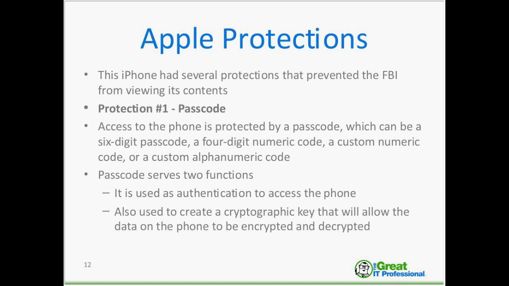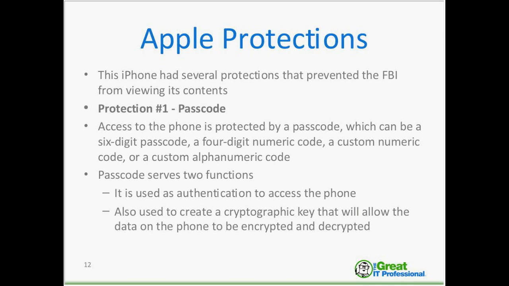The first protection, as we mentioned, was the passcode. This could be a 6-digit passcode, a 4-digit numeric code, etc. The passcode on the Apple iPhone really serves 2 functions. The first function was that it was used to authenticate access to the phone. It prevented someone from picking up my phone and opening it up, seeing what's there, reading the contents of it. It was thus used as authentication. The second purpose of the passcode was that it was also used to create a cryptographic key that allowed the data on the phone to then be encrypted or decrypted.